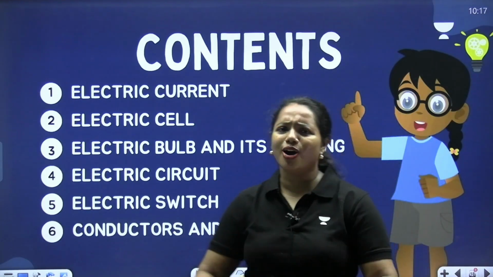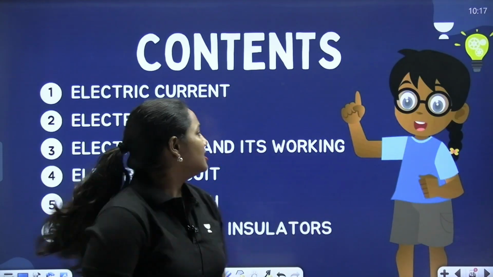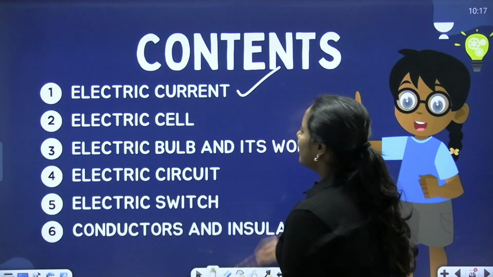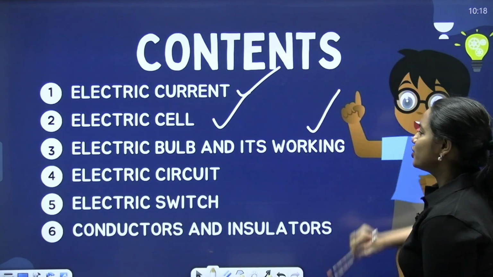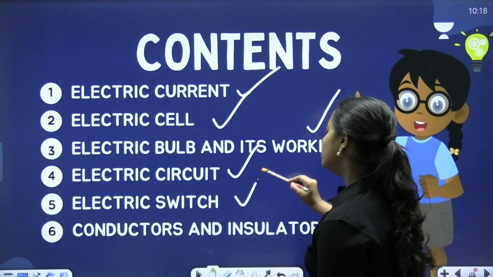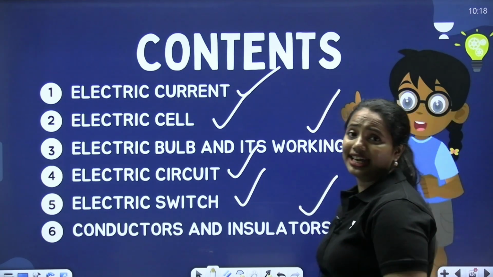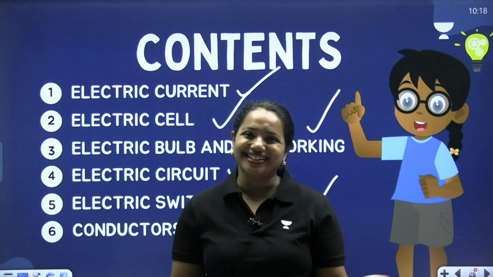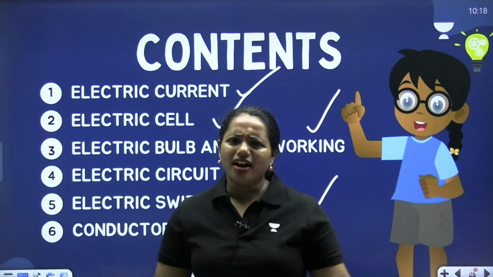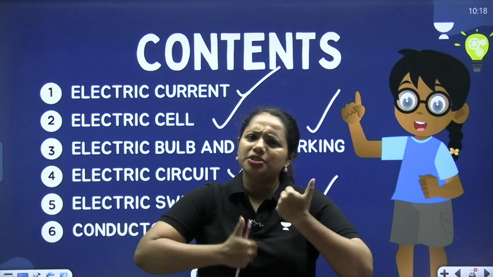And these are the basic contents that we will be learning today. So let's get started with electric current, electric cell, electric bulb and its working, electric circuit, electric switch, and finally conductors and insulators. So let's get started. Are you all ready? Just give me a thumbs up in the chat box.